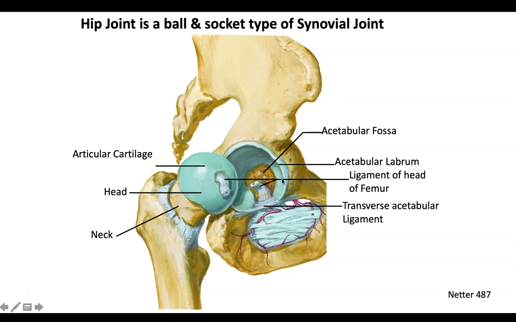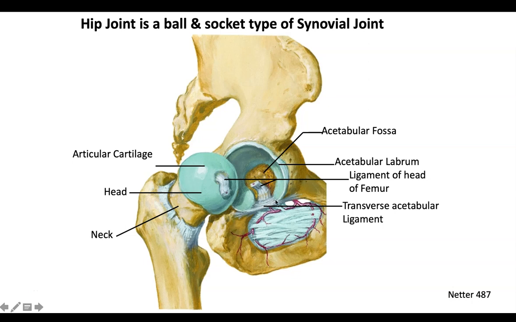And the articular surface of the acetabulum is called the lunate surface. The lunate surface is covered by articular cartilage, and the margin of the acetabulum gives attachment to a fibrocartilaginous rim, called the acetabular labrum. The acetabular labrum increases the articular surface area of the acetabulum.